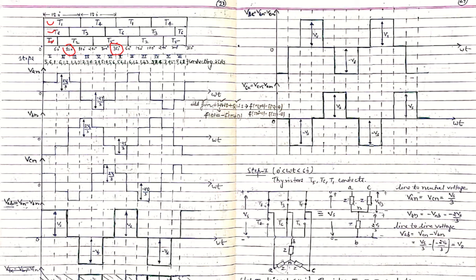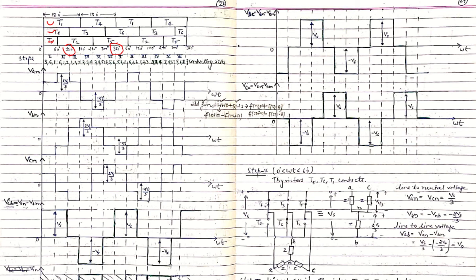So from here we will see that Vn, that is line to neutral voltage, that is a phase voltage. So Van equals Vcn, because these two are connected in parallel. So Van equals Vcn equals Vs by 3. Why Vs by 3? Because plus will be there and minus will be connected to the neutral point. So it is Vs by 3.